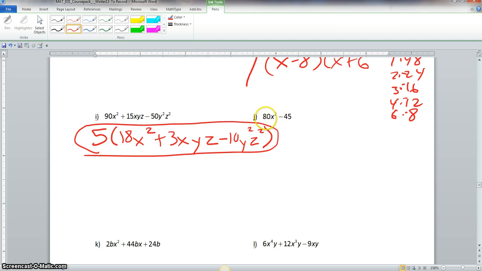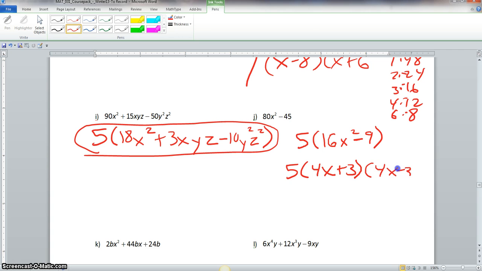Now we go to J here, 80x squared minus 45. The highest number that they have in common is 5. So we factor out a 5, and then that would give us 16x squared minus 9. Now we know this is the difference of two squares, so it'll be 5 times 4x plus 3 and 4x minus 3. And that is it for J.